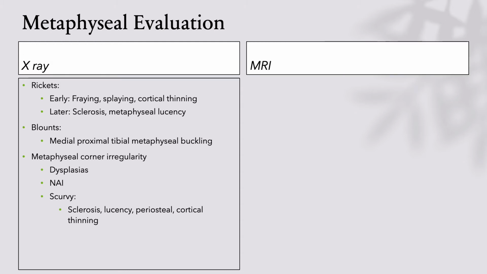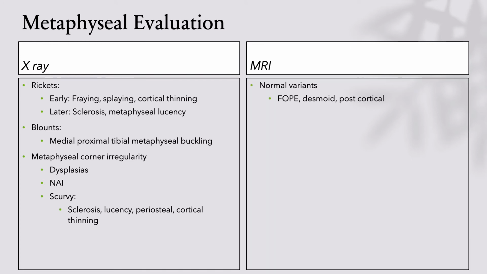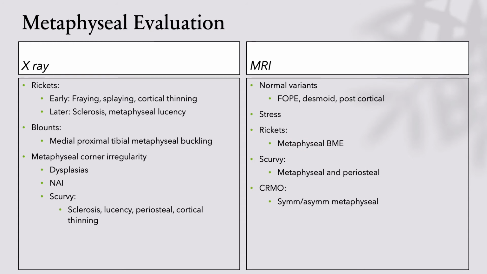And on MRI, the things that you think about are going to be things like the normal variants of the FOP zones, the cortical desmoid, and the posterior cortical metaphyseal stripe. You think of stress reactions, and you'll think of rickets, where you have metaphyseal bone marrow edema. You'll think of scurvy, where you have metaphyseal and periosteal bone marrow edema. And in rickets, it is metaphyseal as well as epiphyseal. You can think of things like non-bacterial osteomyelitis, and then you can think of proper osteomyelitis. And last but not least, as a sequel of all these things, you should look at the physeal bar to determine if there is a physeal abnormality there.